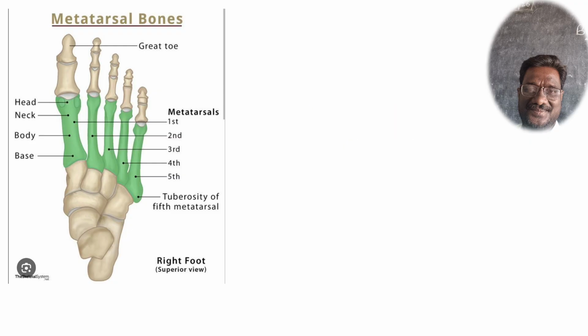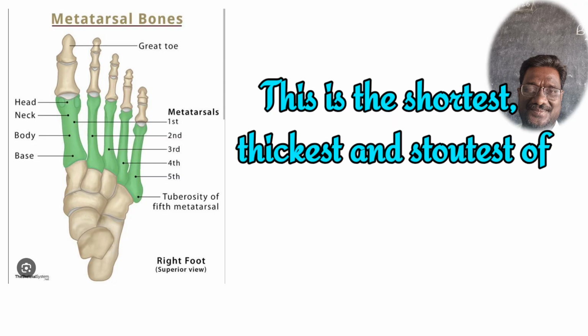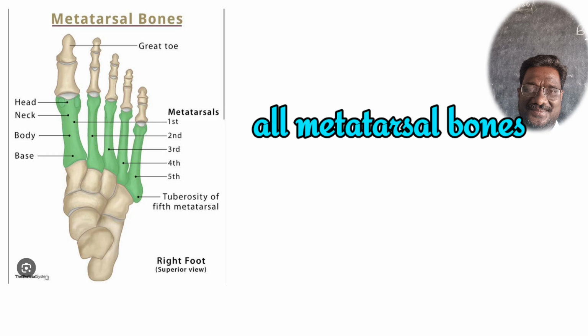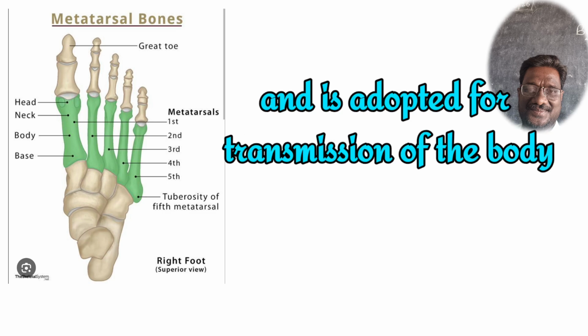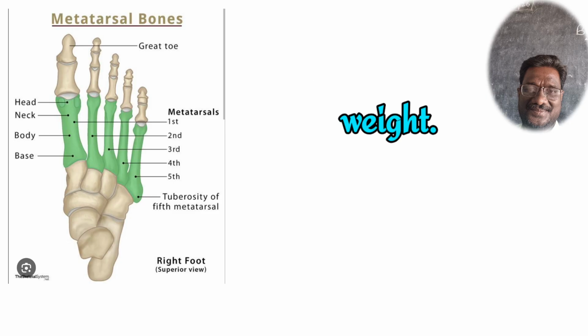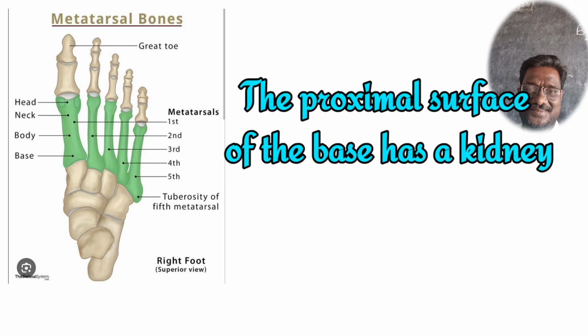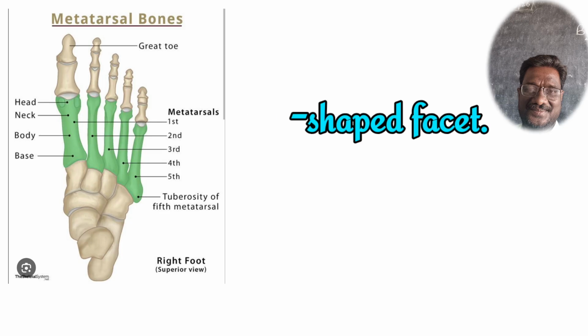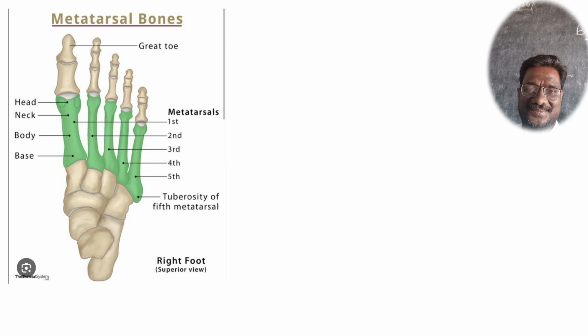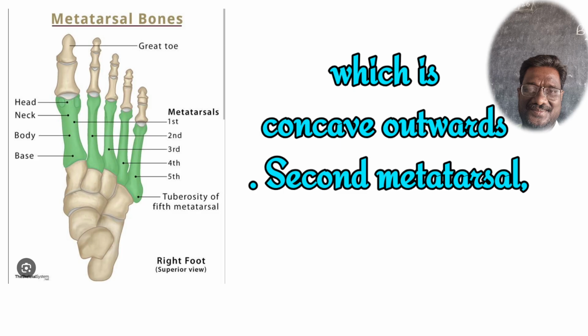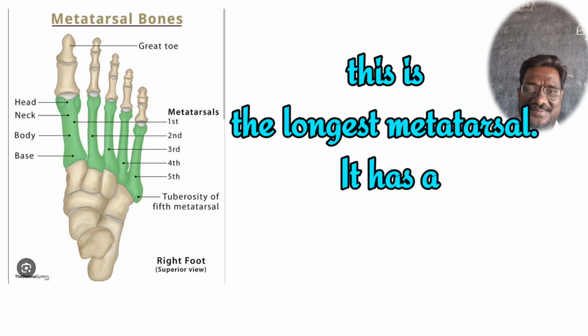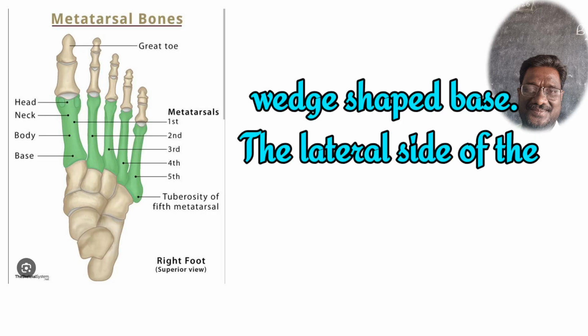Identification. First metatarsal. This is the shortest, thickest and stoutest of all metatarsal bones and is adapted for transmission of the body weight. The proximal surface of the base has a kidney-shaped facet which is concave outwards. Second metatarsal. This is the longest metatarsal. It has a wedge-shaped base.